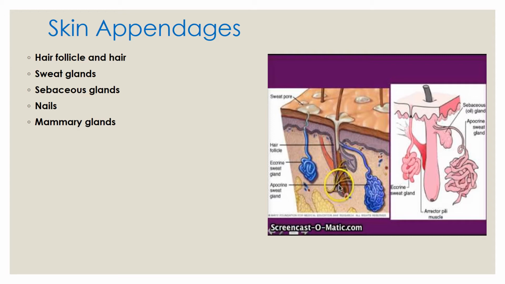Now we'll discuss the appendages of the skin: the hair and the hair follicles, the sweat glands, the sebaceous glands, the nails and the mammary glands. They are all appendages of the skin. Now we'll discuss these appendages one by one.